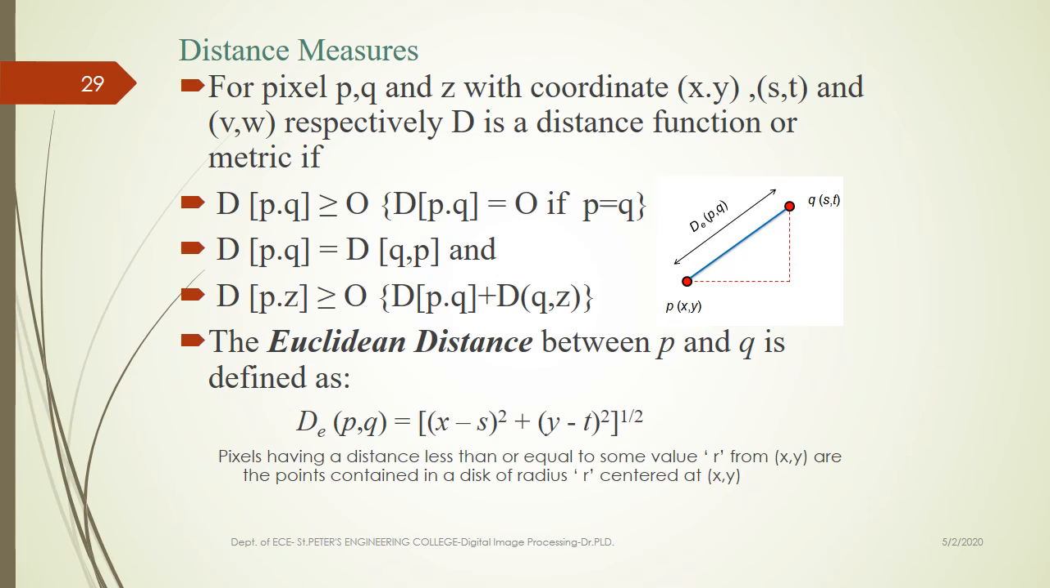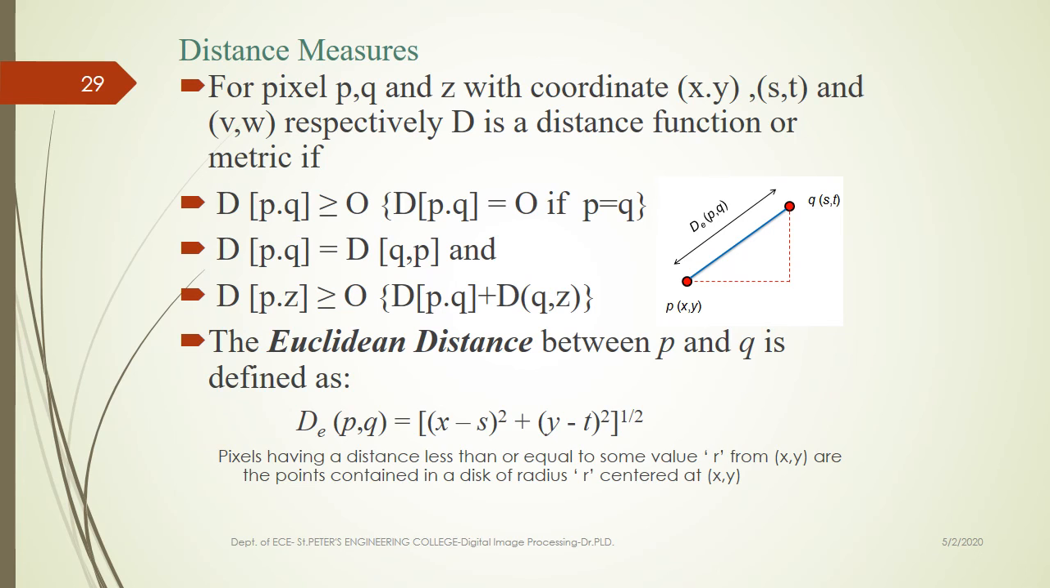Euclidean we are denoting as dE. The Euclidean distance between P and Q is equal to, where x, y are the spatial locations of P and s, t are the spatial locations of Q, the square root of (x minus s) whole square plus (y minus t) whole square. That's the Euclidean distance between the two pixels P and Q.